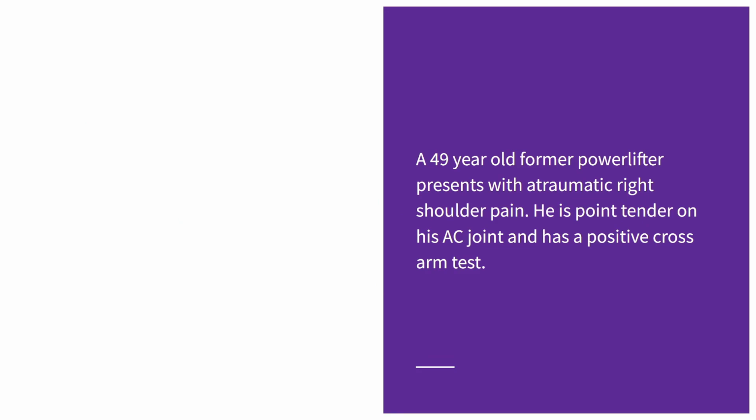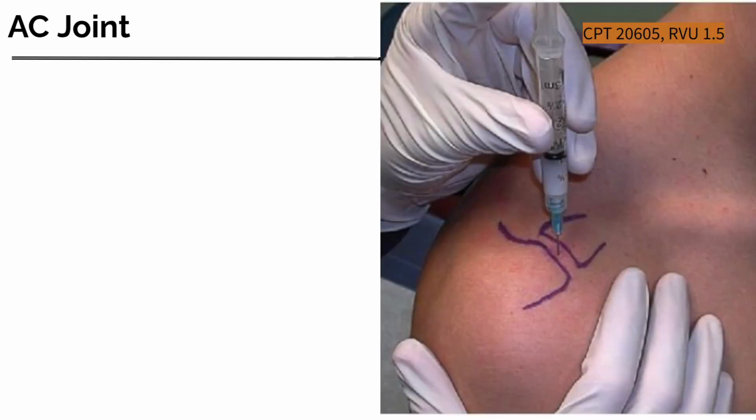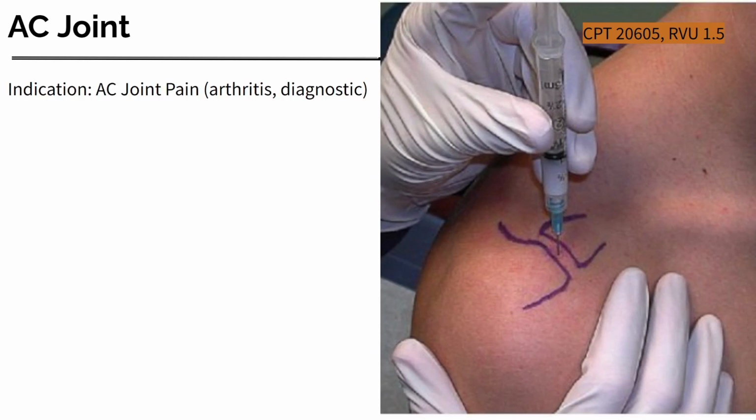A 49-year-old former powerlifter presents with atraumatic right shoulder pain. He is point tender on his AC joint and has a positive cross-arm test. So we're talking about the AC joint in a patient who has probably degenerative changes from heavy weightlifting. It can also be diagnostic in some patients when you're not exactly sure what their pain source is.